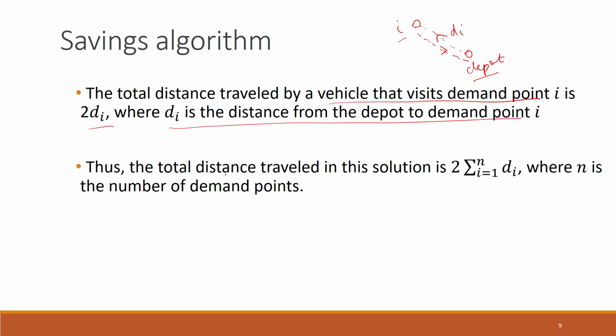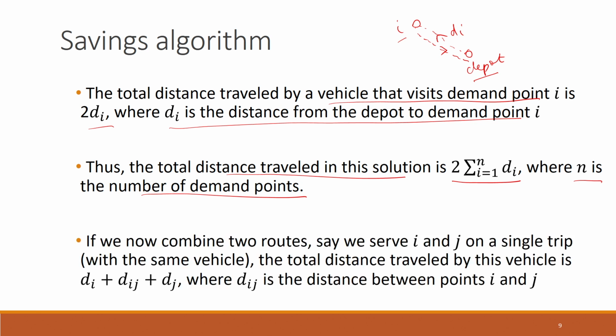So, the total distance that is travelled in this initial solution, where every demand point or every customer is served by a single vehicle, will be equal to twice the summation of di, where i goes from 1 to n, where n is the number of demand points or the customer points. Just to emphasize again, here every demand point or customer point need not have one unit of demand that they are asking for. Everyone can have different demand values.